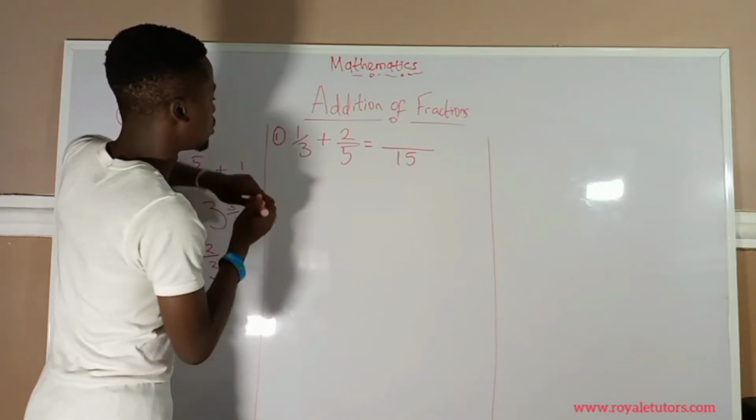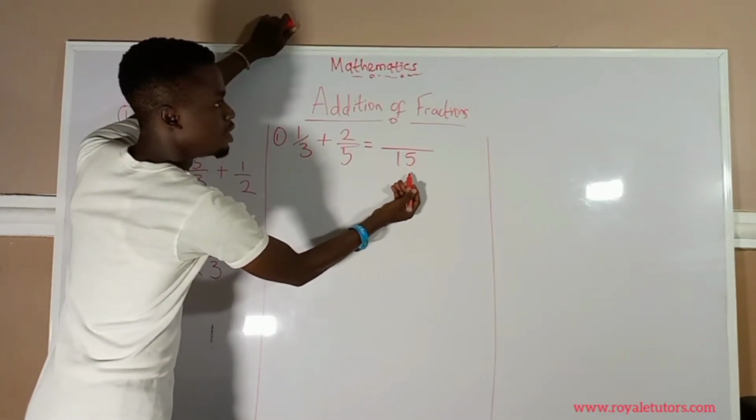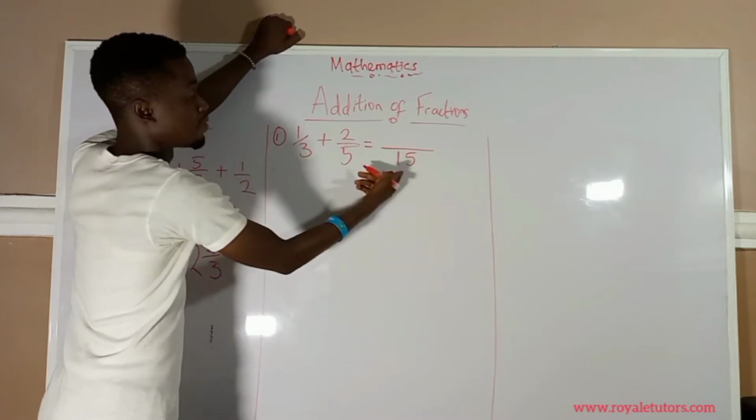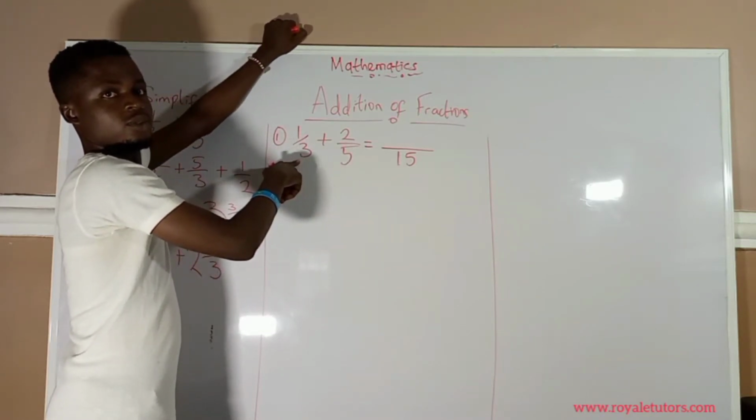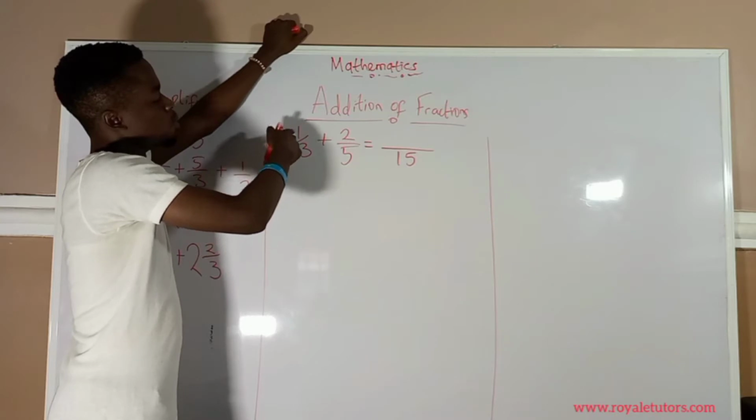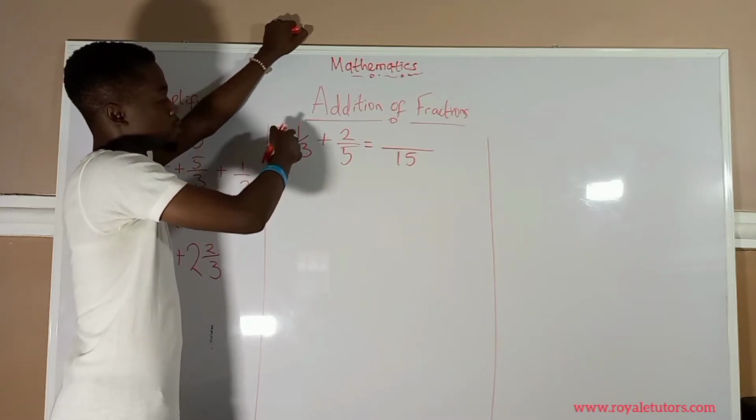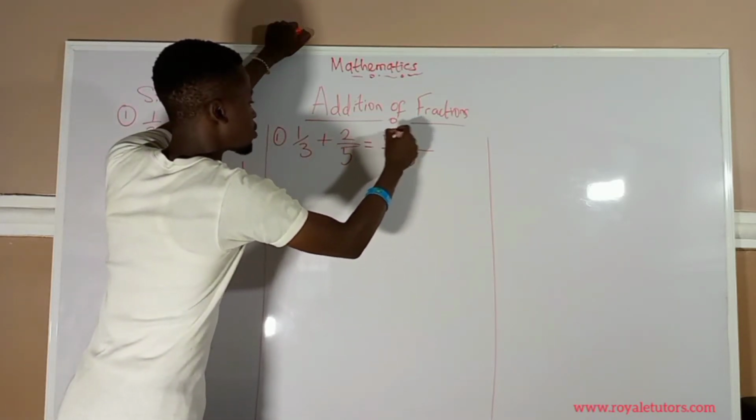Then you take the fractions one after the other. You start from the first one. The LCM you have here, you divide it by the denominator. That's 15 divided by 3. You get 5. Then whatever answer you get, you multiply by the numerator. That's 5 multiplied by 1. You have 5. You write it out.